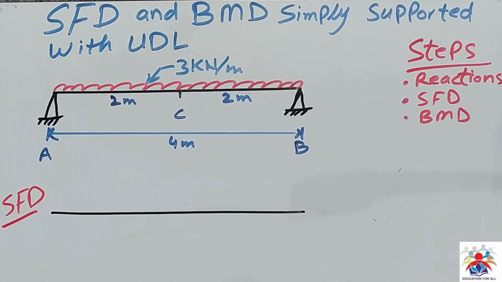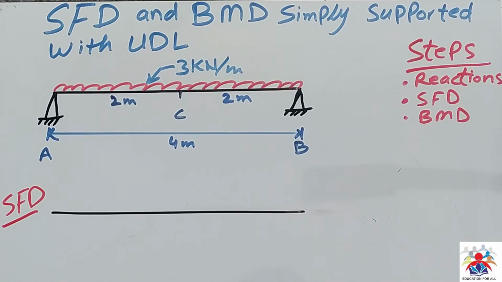In this video, I am going to explain how to draw a shear force and bending moment diagram of a beam having UDL on its entire length. As you can see in the diagram, we have a beam with a UDL of 3 kN per meter acting downwards, and we have three steps to follow: reactions, shear force diagram, and bending moment diagram.